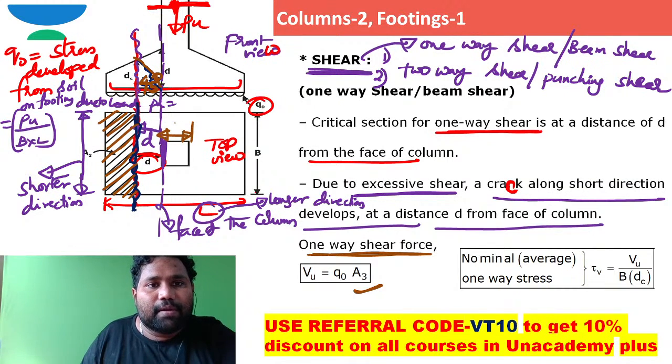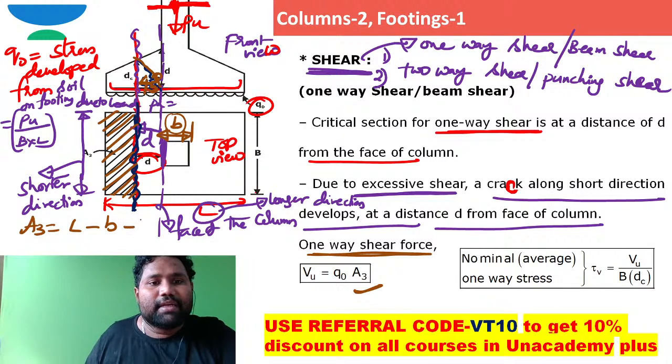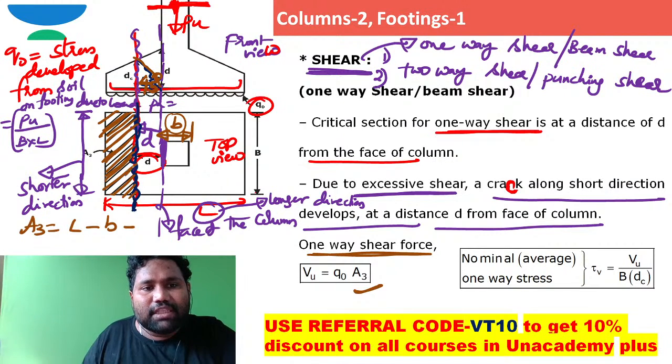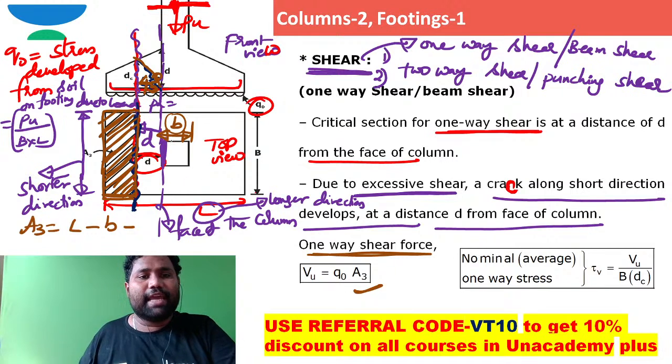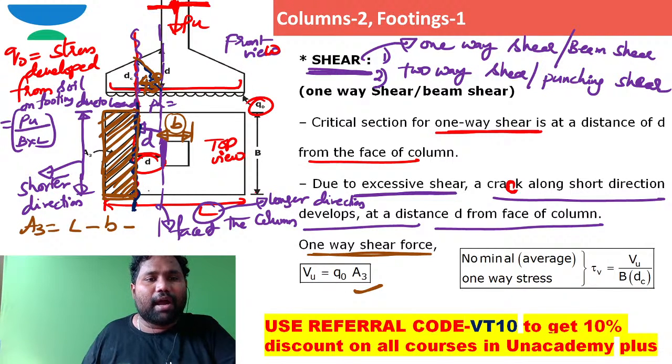Maybe small b, for example. A3 is the area of this hatched portion. This length is already L. From that L, I need to remove this width B, so L minus B, and then minus D. I need to work out this hatched portion value. I hope you are able to work out easily how much this hatched portion value is.